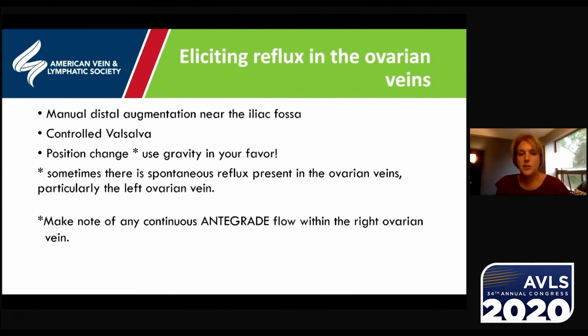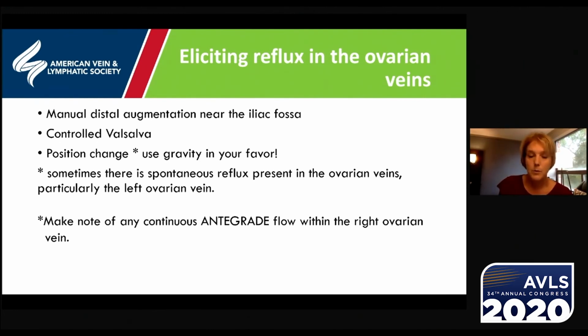I like to use a position change, use gravity in your favor, just like in the lower extremities. We want to fill up those vessels as much as we can. If you don't have a bed that has a footboard that you can tilt to a very extreme reverse Trendelenburg, you can just stand the patient right up and take a peek at those veins. Just two things to keep in mind as we move on. Sometimes there's spontaneous, continuous flow, just like we saw in that video clip within the ovarian veins, particularly the left ovarian vein. And we're going to talk about why that happens in the next slide. And you also want to make note of any continuous antegrade flow within that right ovarian vein.